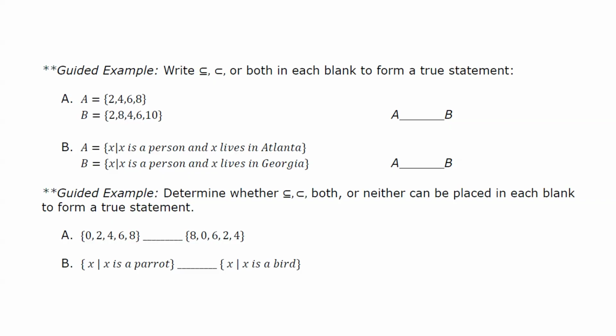Now we want to ask ourselves, is it also a proper subset? A proper subset means that A is a subset, so that's a requirement, and A does not equal B. We know A is a subset of B. We answered that. Now, does A equal B? No, it does not. Therefore, it is also a proper subset. So this is both.